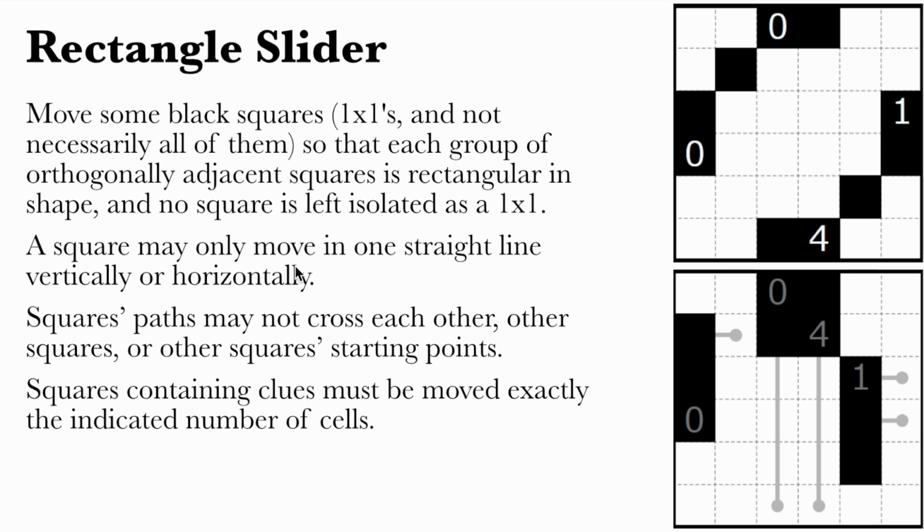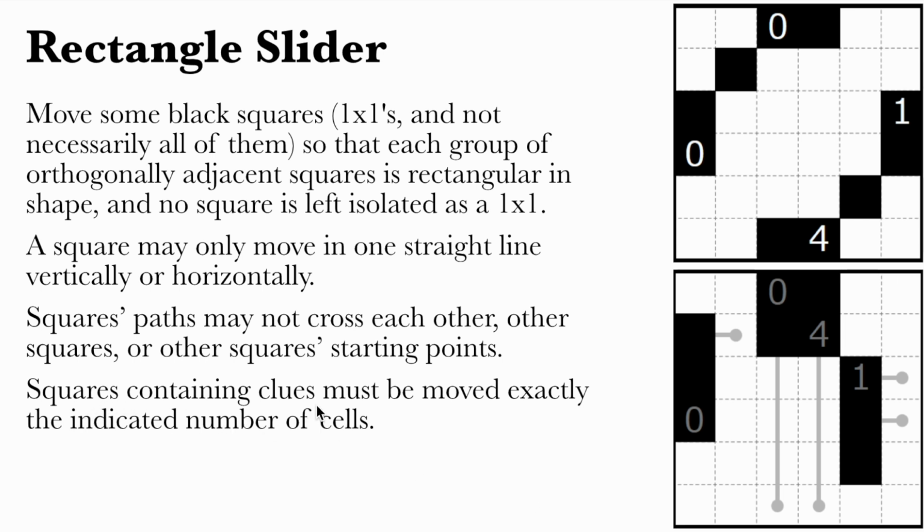A square may only move in one straight line, vertically or horizontally. That should be straightforward. You can see that in the paths that these took. Squares' paths may not cross each other, other squares, or other squares' starting points. So basically in this final diagram, we aren't going to be drawing two things in the same box.